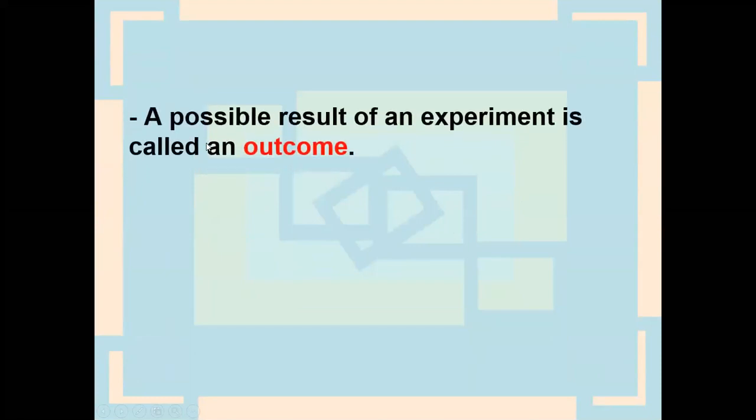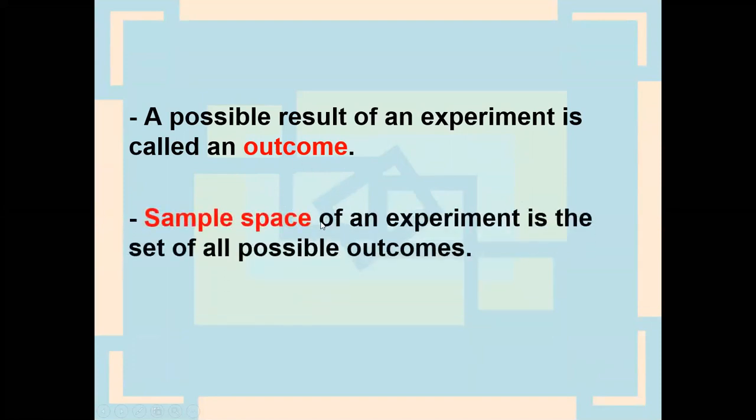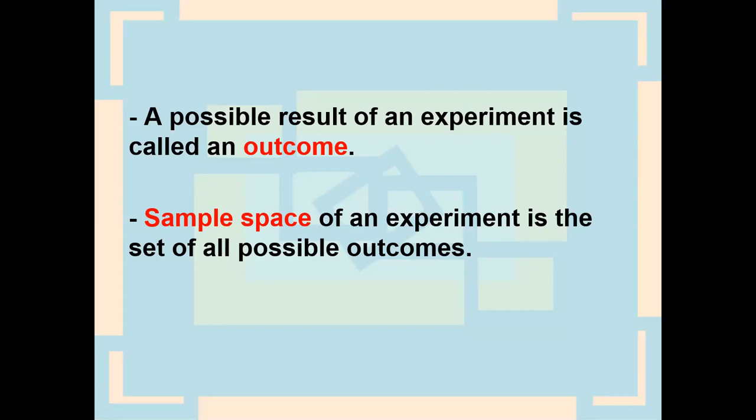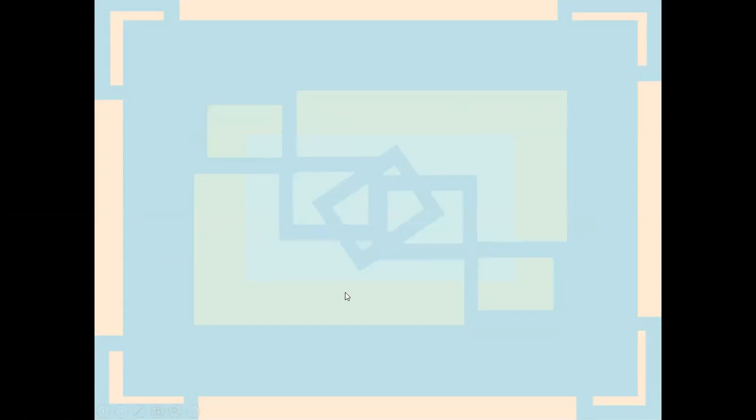Firstly, when you make any experiment, any activity, you have a result. This result is called outcome. The set of outcomes is called sample space. Sample space is the set of all possible outcomes of any experiment. All possible results of any experiment are called sample space.